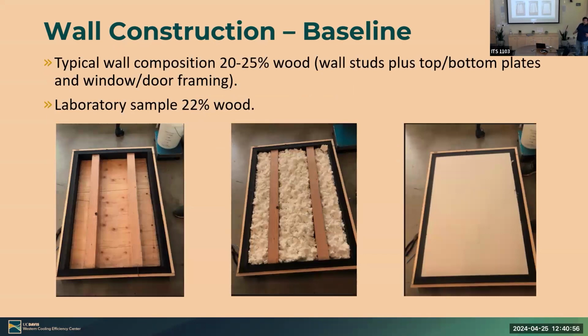Now going to the actual construction for the laboratory test, this was our sample. It was essentially identical to what I've shown you before. The main difference is we had 4x4s instead of 2x4s. That's because if you can imagine on your wall, you don't just have studded cavities, right? You have window framing, top framing, bottom framing. So we wanted to accommodate for that. We took a general, typical wall composition, found out the percent wood that would be in that wall, and tried to match that. With our laboratory sample, we got about 22%.